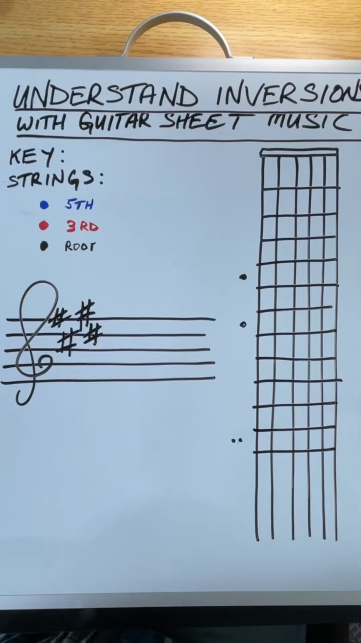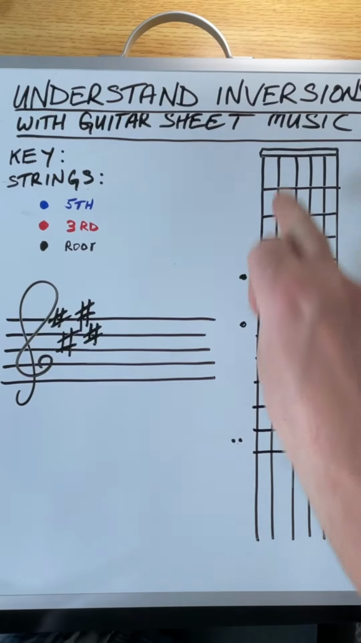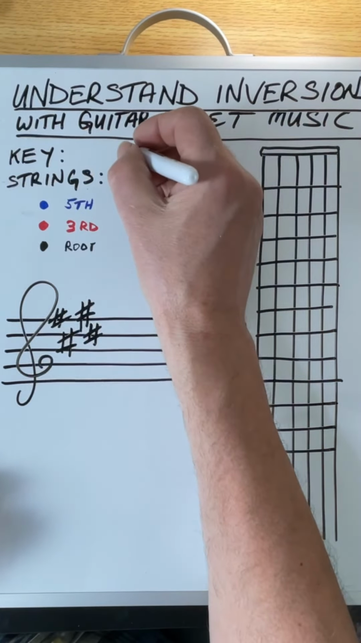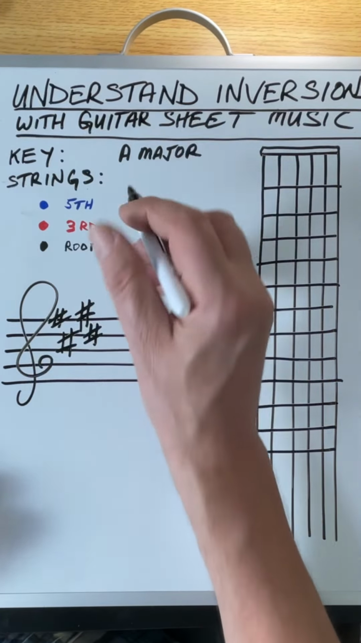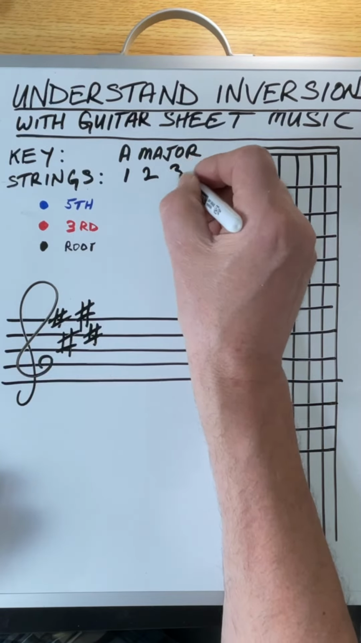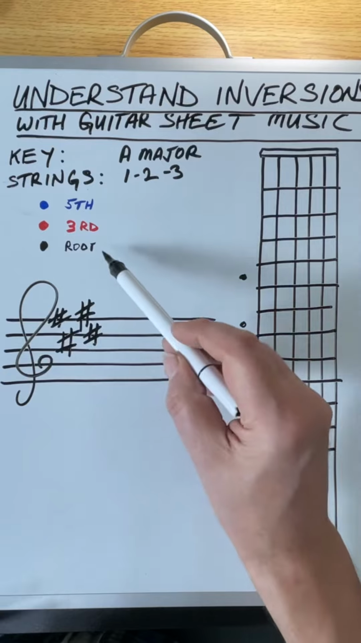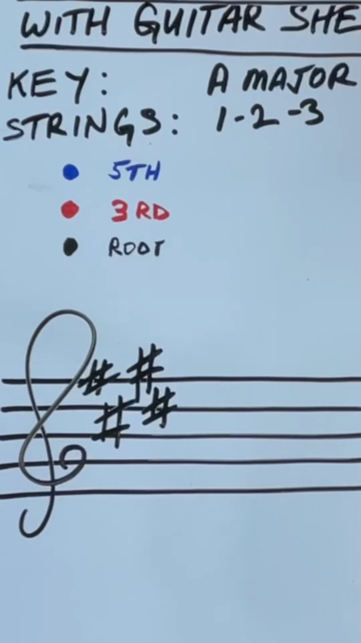We're taking a look at chord inversions on guitar using standard notation and also on the guitar fretboard chart. Let's take a look first of all at the key of A major. We were looking at the chord triad on strings 1, 2, and 3. And just to help us understand what's going on, we'll be using this color code, black, red, and blue, to represent the root, the third, and fifth.